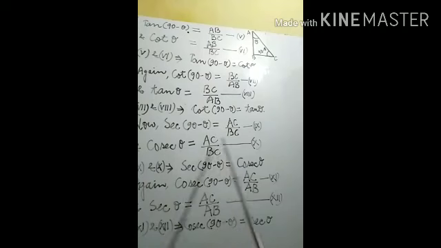It means what? Things which are equal to the same thing are equal. By comparing equation number 9 and equation number 10, we have the result. Common thing is AC upon BC, that will be cancelled. So sec 90 minus theta equals cosec of theta. Now we have established the relation sec 90 minus theta equals cosec of theta. Again we have to establish what relation there is between cosec 90 minus theta and sec theta.